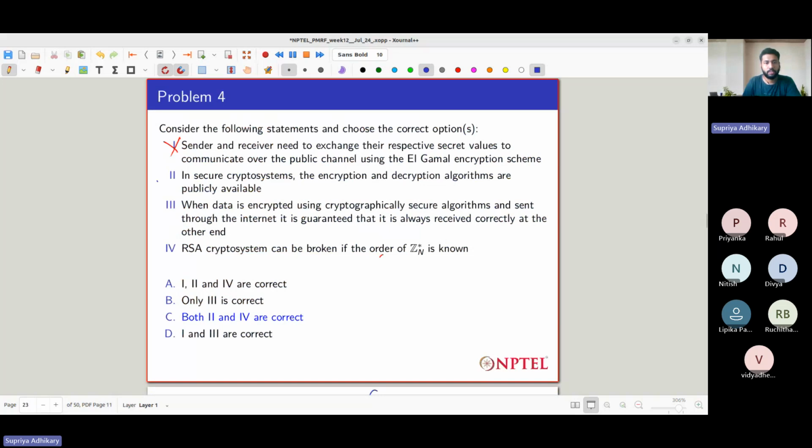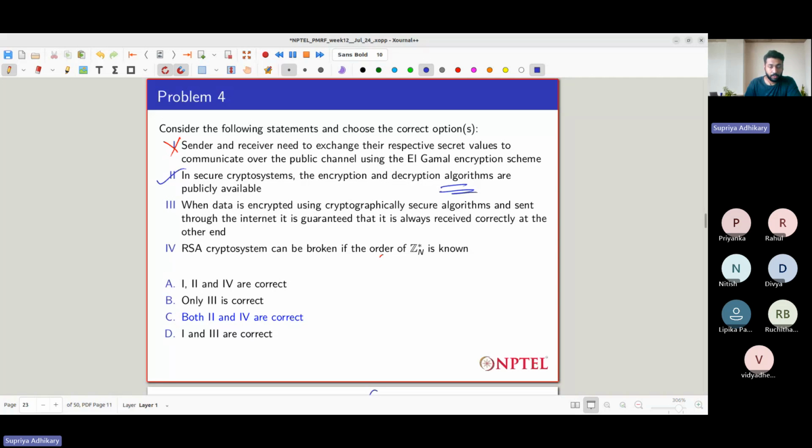This statement is true. That is, in a secure crypto system, the encryption and decryption algorithm both are publicly known. The algorithms are only known, okay, not the secret key. Secret key is not part of the algorithm.